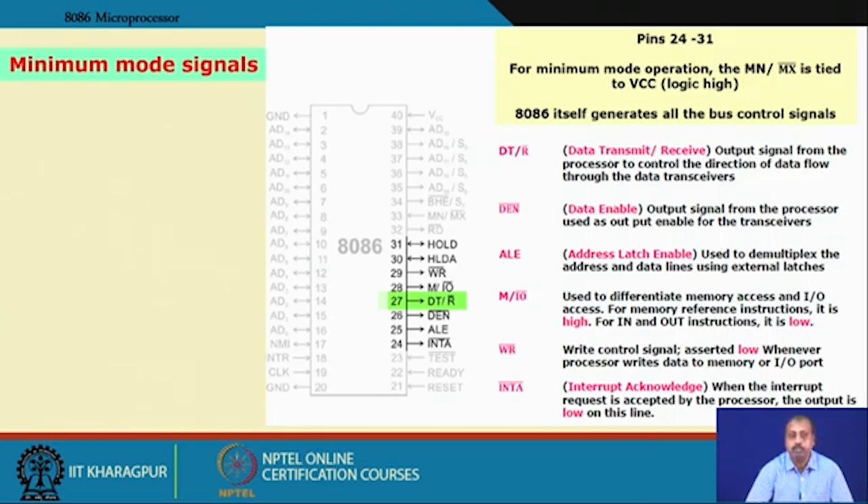Then we have this INTA bar line, that is the interrupt acknowledge. If you find that there is an interrupt at the end of the current instruction, then the processor will enter into the interrupt acknowledge cycle and do the operation.